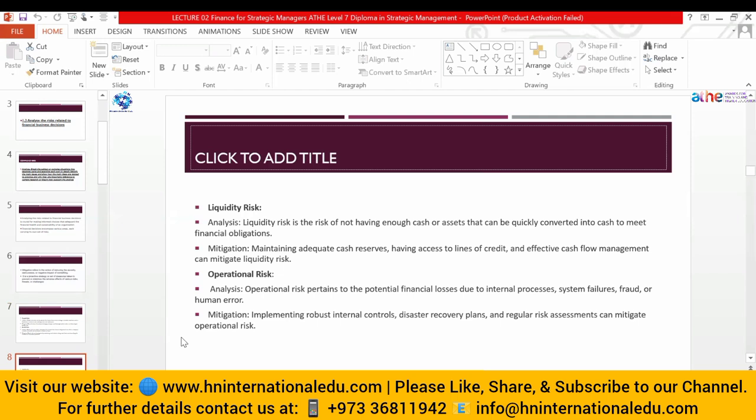Mitigation: maintaining adequate cash reserves in the banks and with the companies. We have reserves. It means whenever there is going to be a problem in a company, we have enough money, cash in liquid form, that we can resolve the issue at the moment. But for most businesses, it's not easy because we have to give the commissions and the bonuses. That is why having access to lines of credit, from where you can take a loan whenever it is needed.